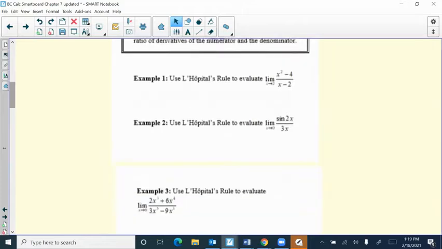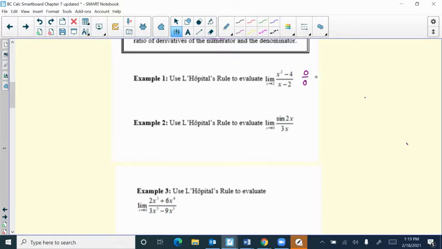When I look at the first one, x squared minus 4 over x minus 2, limit as x approaches 2, if you legitimately try to put 2 into this, 2 squared is 4 and 4 minus 4 is 0, and 2 minus 2 is 0. So you get the characteristic 0 over 0.